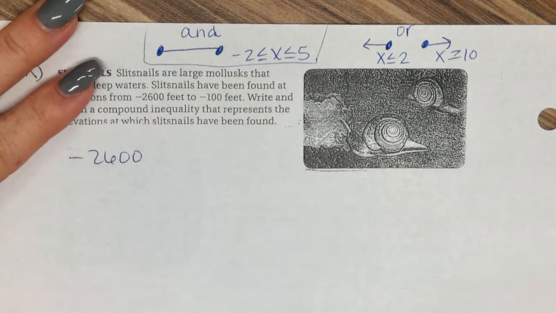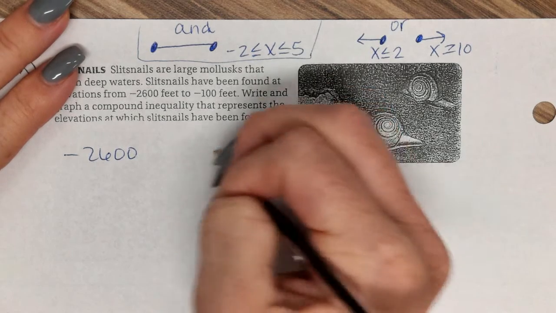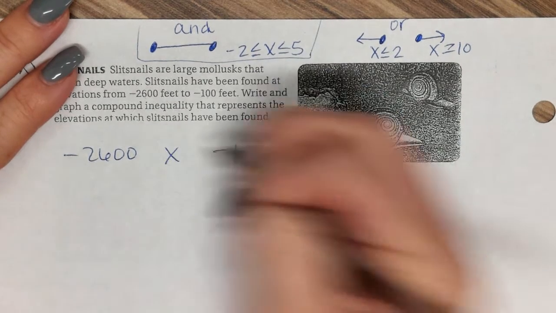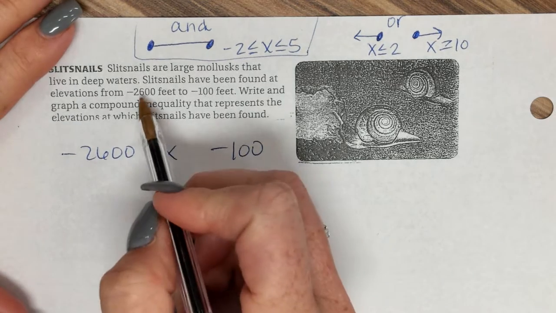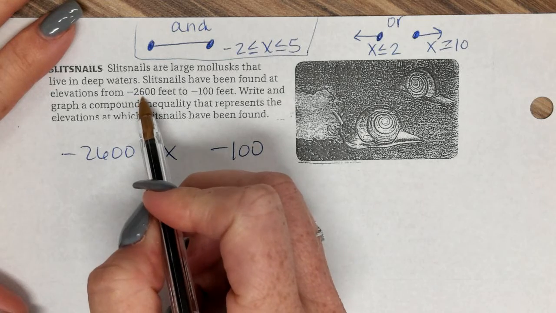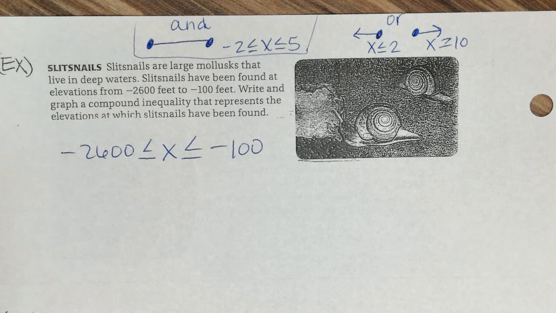So what is the lowest? -2,600. I like to put that one on the left. What is the highest? X goes in the middle, or if you want to use E for elevation, whatever you want. And can they be at -2,600? So it's going to be this sign. And they can also be at -100.